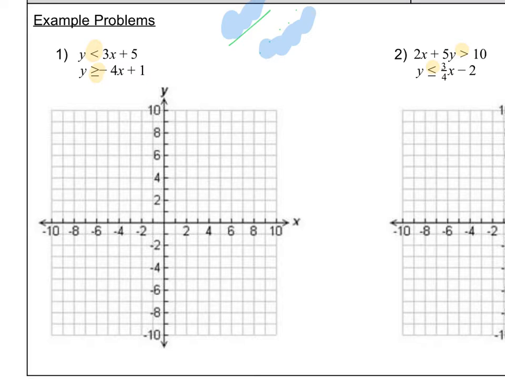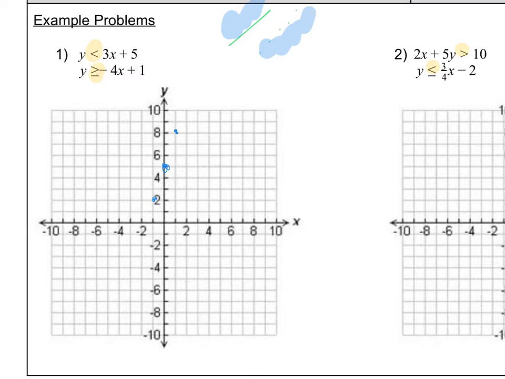So let's graph. My y-intercept is 5. Whoop, I'm having trouble graphing properly. Try that again. Y-intercept is 5. There we go. And slope is up 3 over 1. Or I could get more points backwards by going down 3, backwards 1.